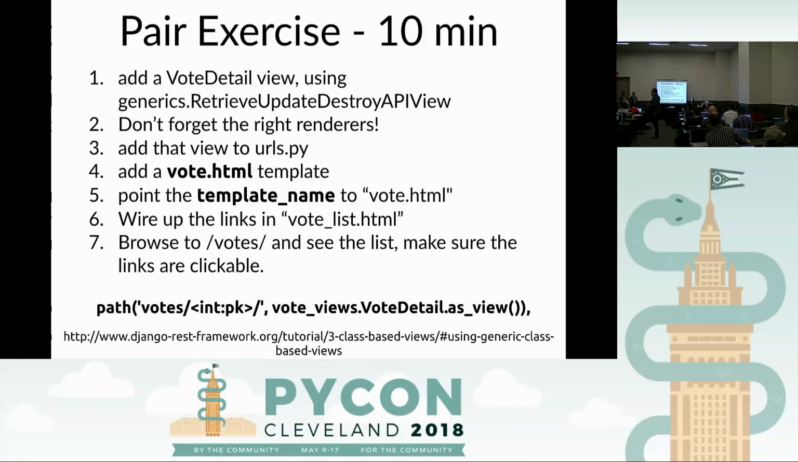That line at the bottom of this slide is what's going to go into your urls.py. That is the exact line, and so that's a hint of the view that you need to create as well. And notably, retrieve, update, destroy API view already knows to look for pk. You don't have to do anything special there.